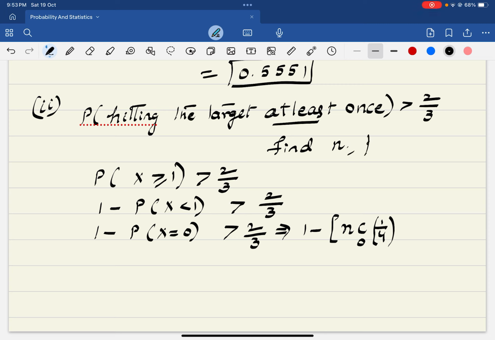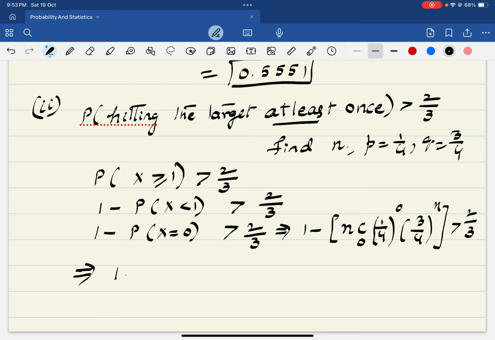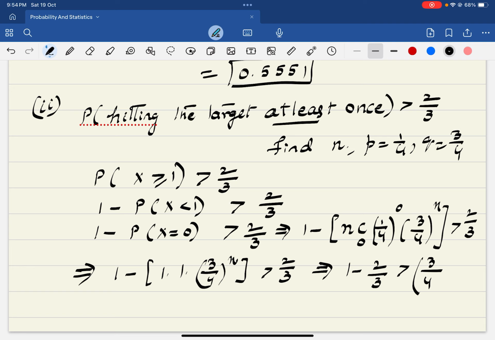Correct? So we can write that p is equal to 1 by 4, q is equal to 3 by 4. This doesn't change. Okay? So now nC0, 1 by 4 to the power of 0, 3 by 4 to the power of n. This whole thing is greater than 2 over 3. Okay. Now what does it imply? 1 minus nC0 is 1, 1 by 4 power 0 is 1, 3 by 4 to the power of n is greater than 2 by 3. So we can rewrite this as 1 minus 2 by 3 is greater than 3 by 4 power n.